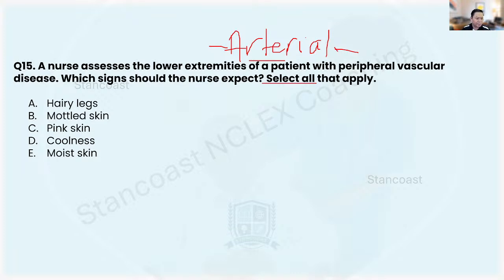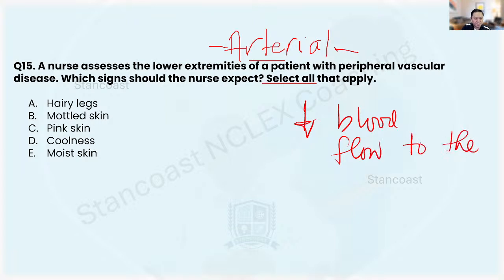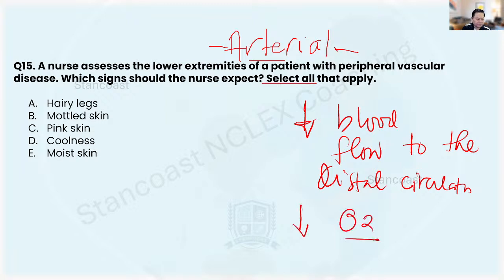Arterial. Remember about arterial peripheral vascular disease? There is what? Decreased blood flow to the distal circulation. Also low oxygen. Okay?